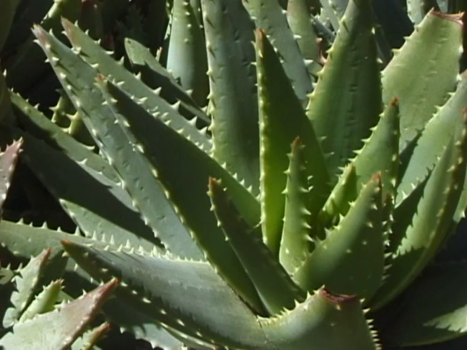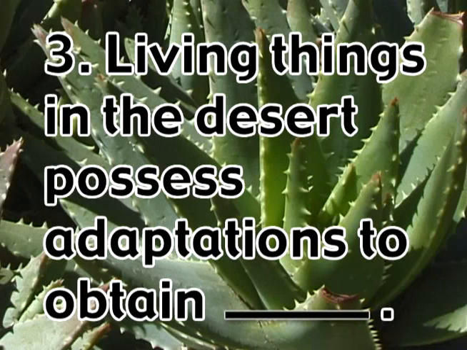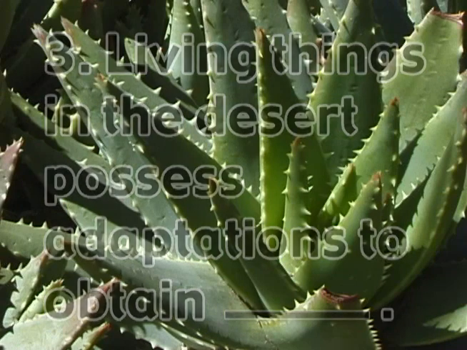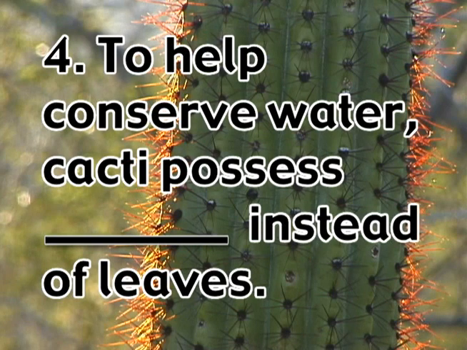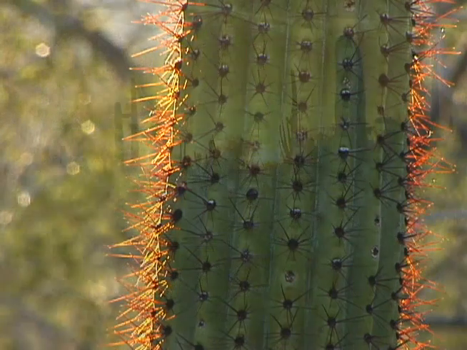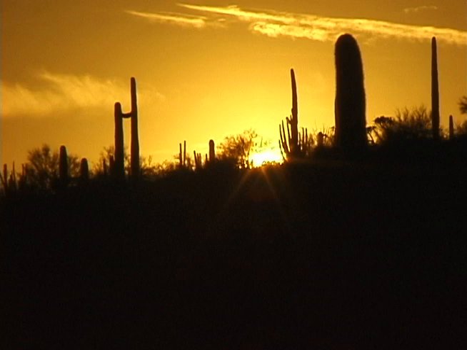Number 3. Living things in the desert possess adaptations to obtain. Number 4. To help conserve water, cacti possess instead of leaves. And number 5. To avoid the heat, many desert animals travel at.